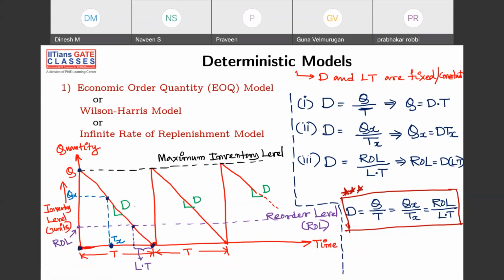So this D can be written as Q by T. It can also be written as Qx by Tx, and you can also write reorder level divided by lead time as D. That's the reason D is equal to Q by T, Qx by Tx, reorder level by lead time. Very important equation that you have to remember.